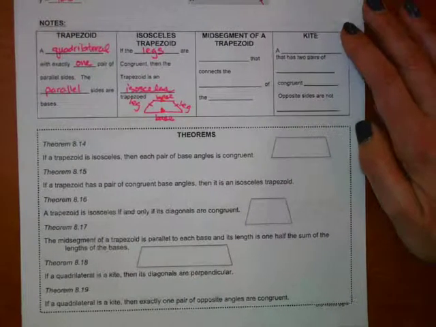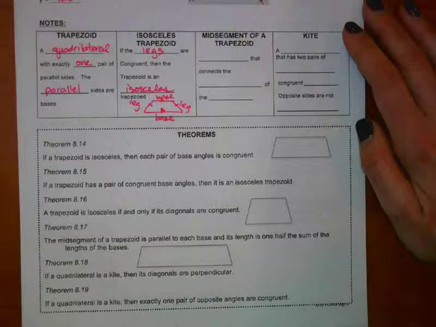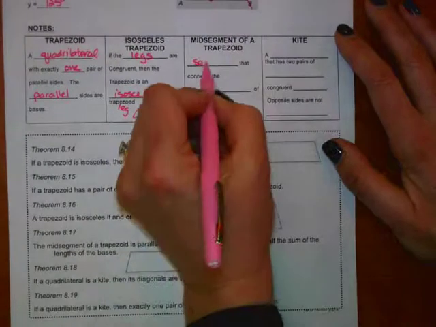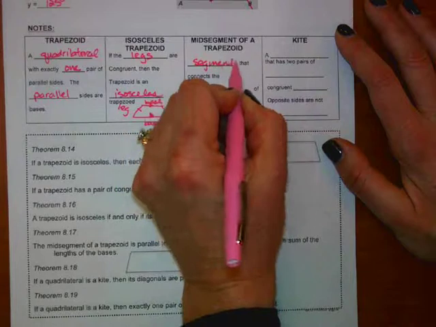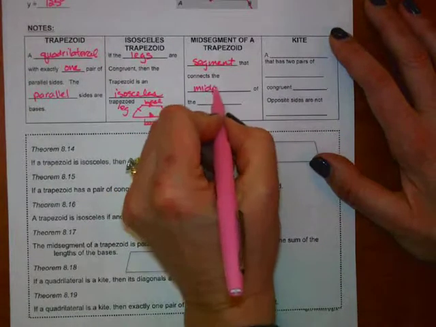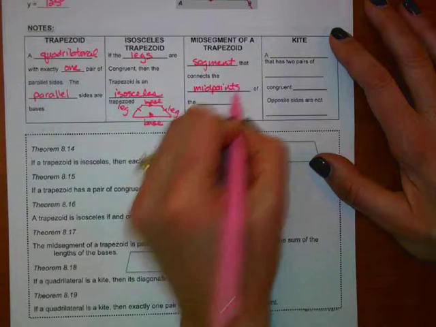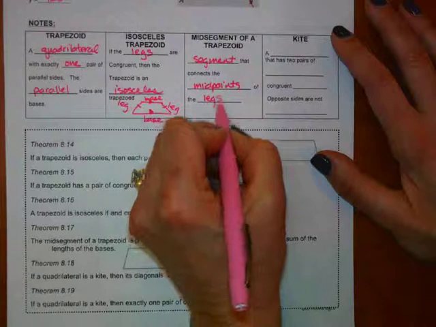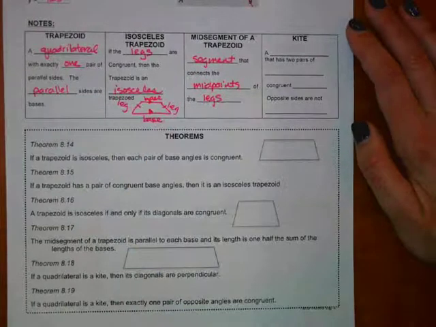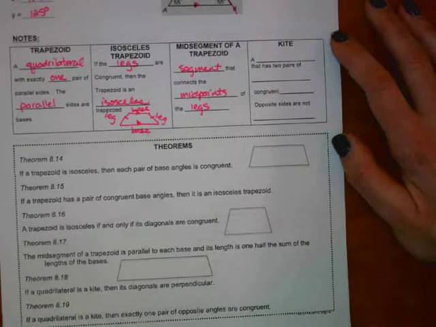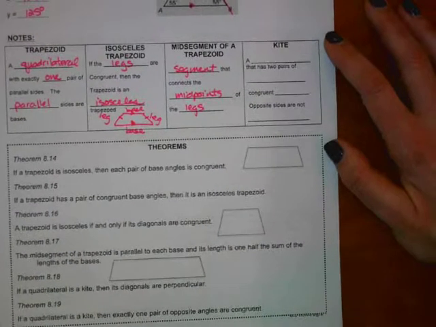Okay? All right. The mid-segment of a trapezoid is the segment that connects the midpoints of the legs. Just like the mid-segment of a triangle, sort of, right?